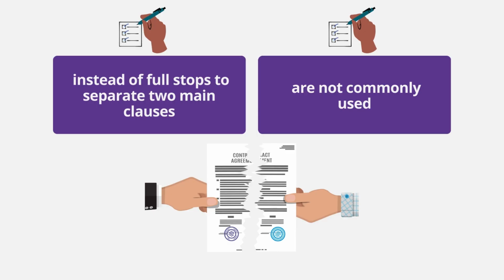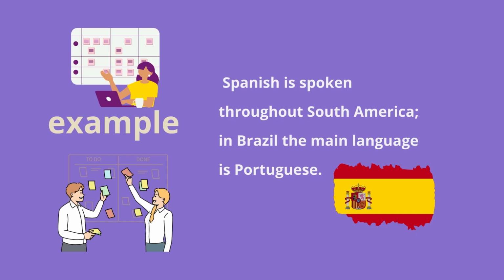Semicolons. They are used instead of a full stop to separate two main clauses, although they are not commonly used. Example: Spanish is spoken throughout South America; in Brazil, the main language is Portuguese.